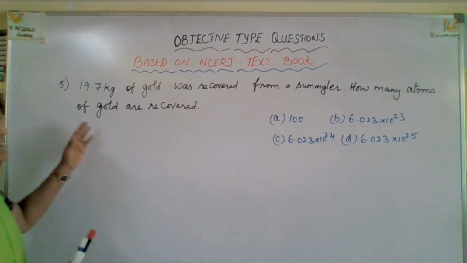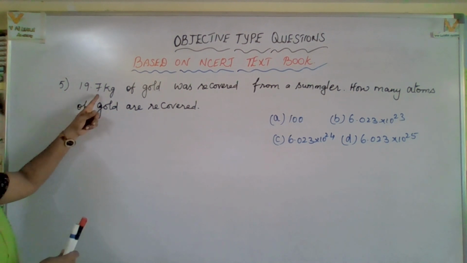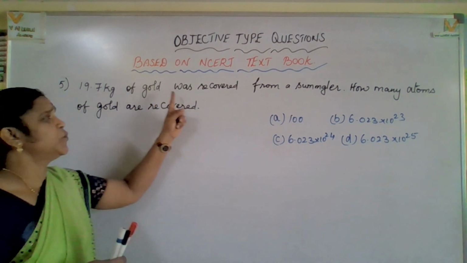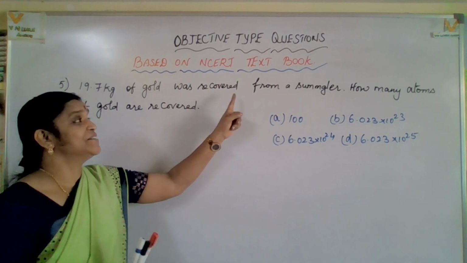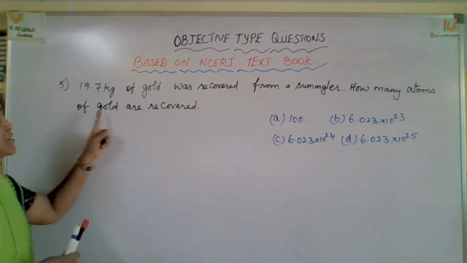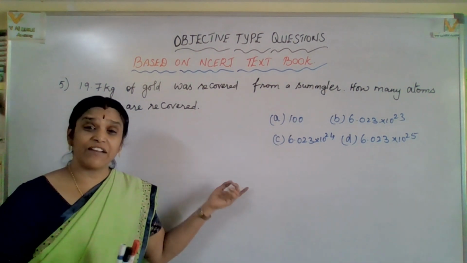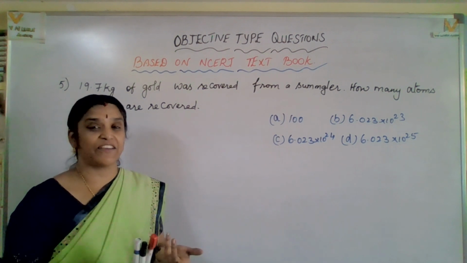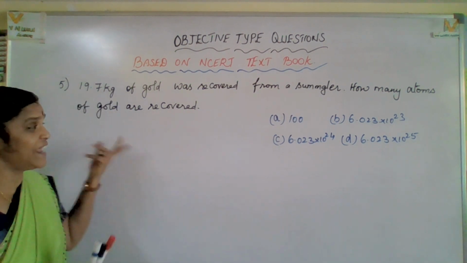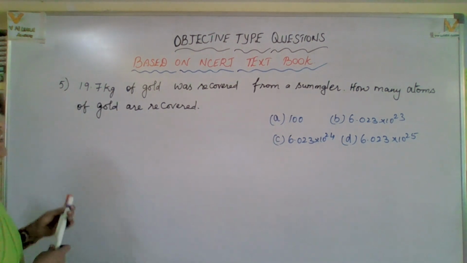The next question, it's logic and somewhat interesting question. 19.7 kg of gold was recovered from a smuggler. How many atoms of gold are recovered? First and foremost, recovering from the smuggler only, it's very difficult, but they have recovered. Now let us find out how many atoms. Come on, let us go for it.